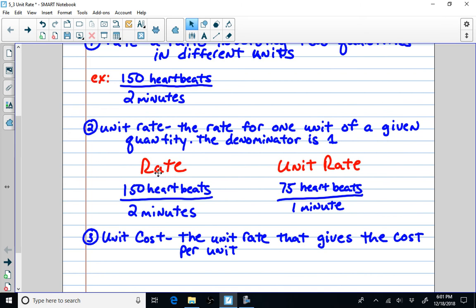So if we take that original ratio of 150 heartbeats in 2 minutes, we write that as a unit rate. We divide 150 by 2. That gives us 75 heartbeats per minute. The unit rate has to be written with a denominator of 1. By definition, unit rate is a comparison of two quantities using division, but the denominator must be 1. Unit cost is the third vocabulary term we'll use today. The unit rate that gives the cost per unit. All right, let's continue.